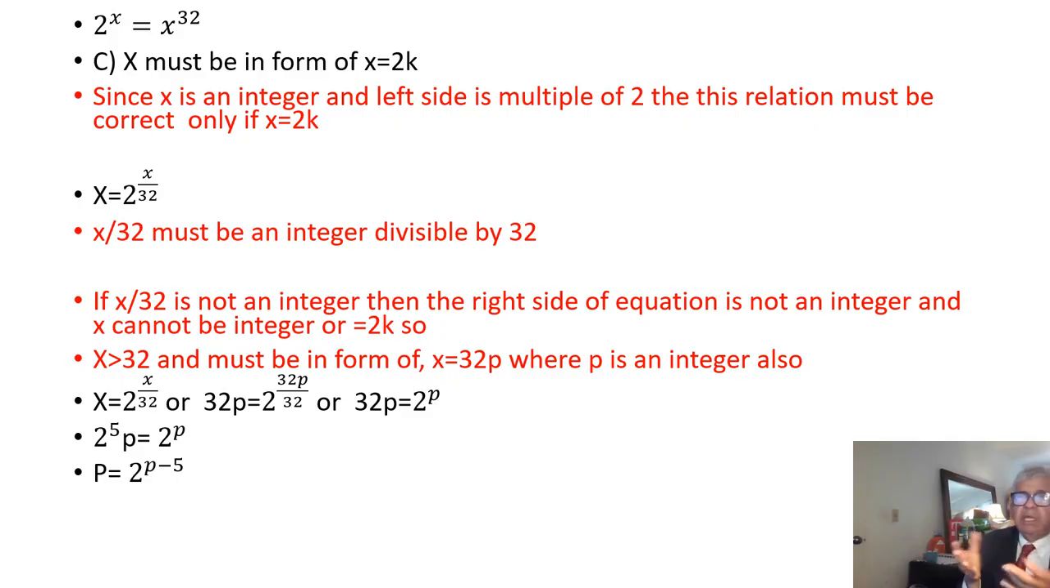I told you earlier that p must be an integer, because if it is an integer, when we substitute in here, 32p gives us 2 to the p, and only if p is an integer, we will get 2 to the power of an integer, giving us an integer. If it's a real number, like 0.5 or whatever, we won't get an integer. So the final answer which we have is p equal to 2 to the power of p minus 5.